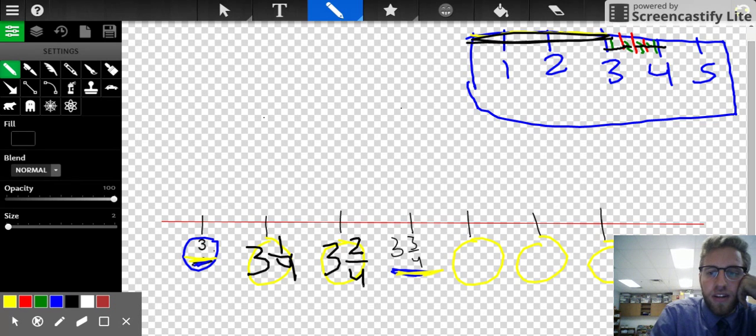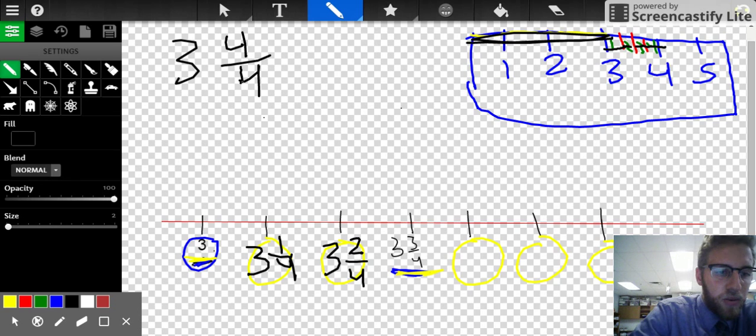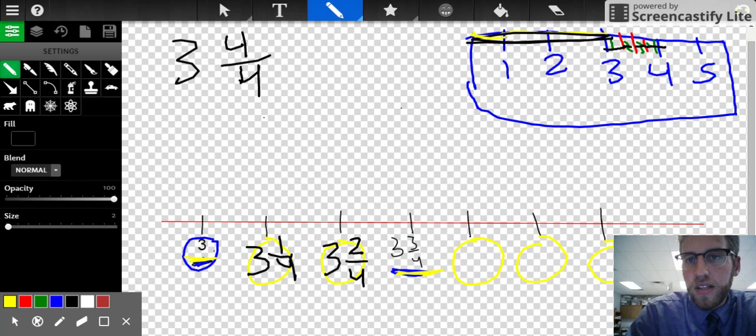Your next spot, if you're going up by 1/4, would be 3 and 4 out of 4. But you know that if you have 4 out of 4 of something, in other words, watch what I'm going to do here on my ruler. If we have 3 and then 4/4, or 4 out of 4 parts, here's 1 part, 2 parts, 3 parts, 4 parts, that takes me to the next whole number, because 4 parts really equals 1 whole.